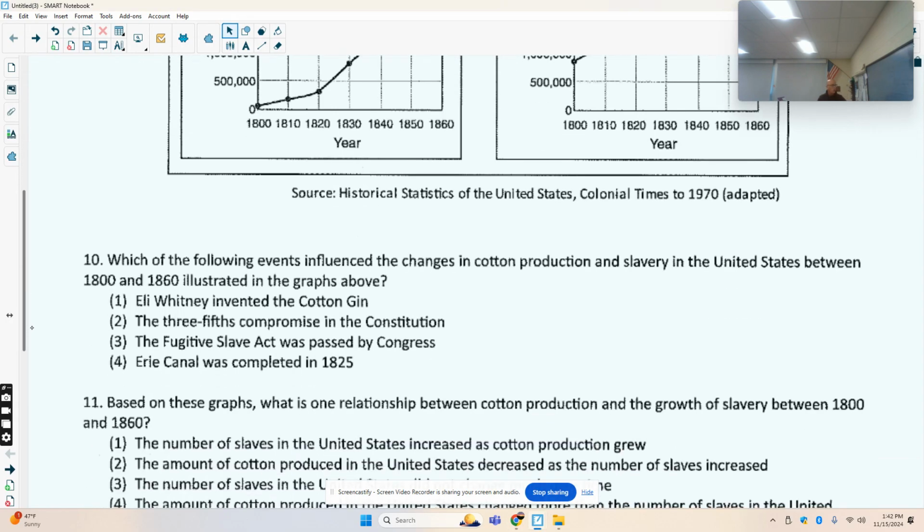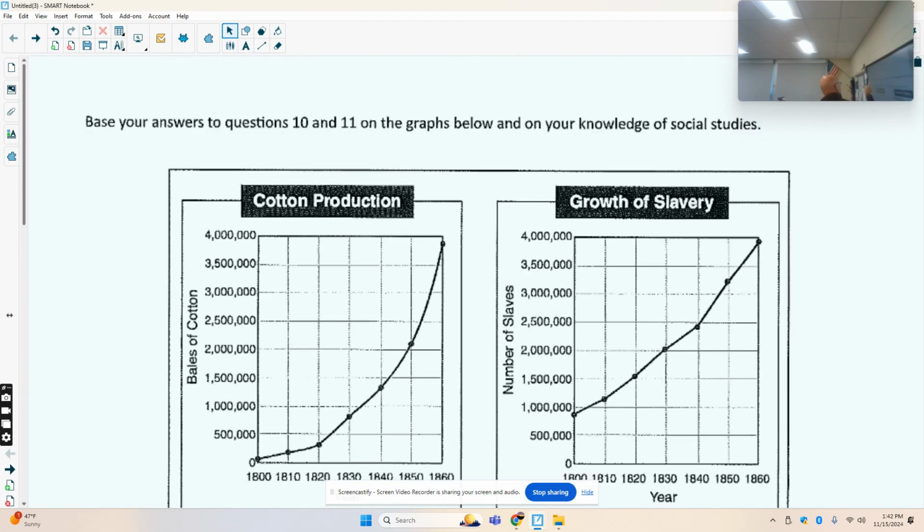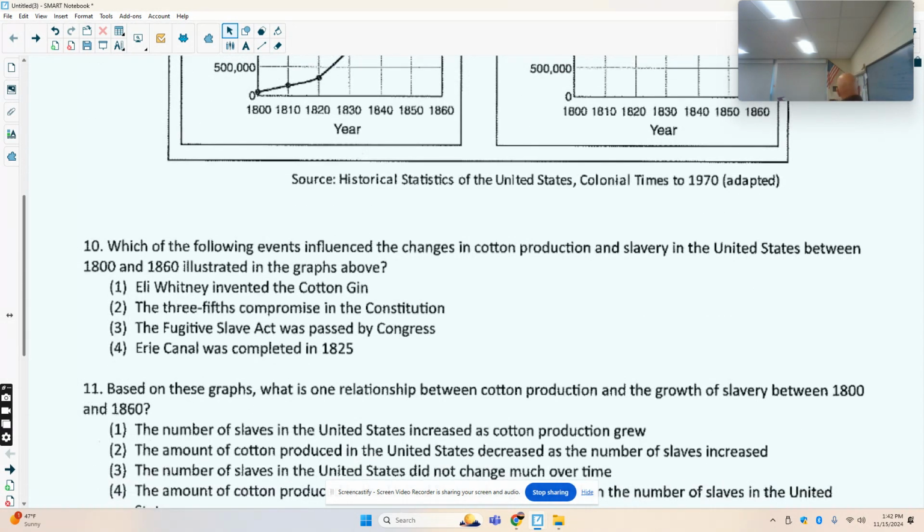So looking at question 1, which of the following events influenced the changes in cotton production and slavery in the U.S. between 1800 and 1860, illustrated in the graphs above? Note that, again, your questions are almost always going to ask you to base your answer on the stimulus and on your knowledge of social studies. Okay? So this question is asking you to rely both on the graph and chart and your knowledge of social studies. Which of the following events influenced the changes in cotton production?